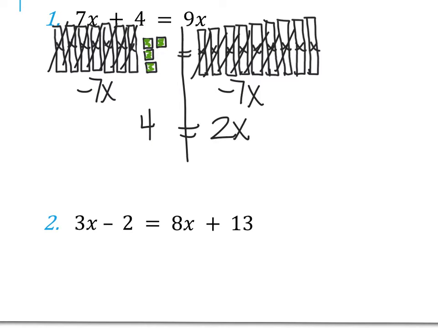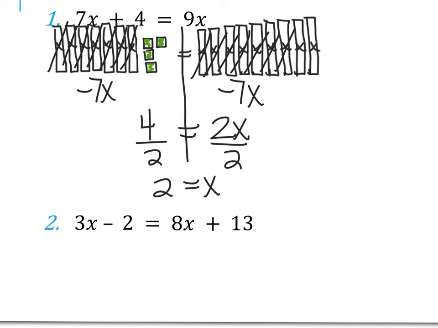Now I have my like terms combined on each side. I'm taking away all those extras, so I only have x on one side, and then I can break it up and divide it into 2 groups and know that x equals 2.